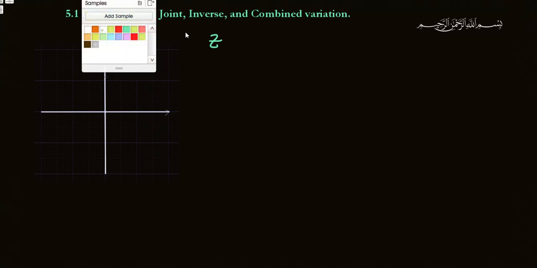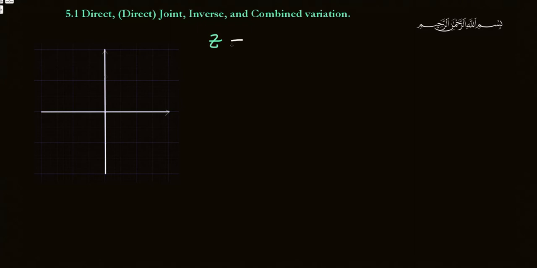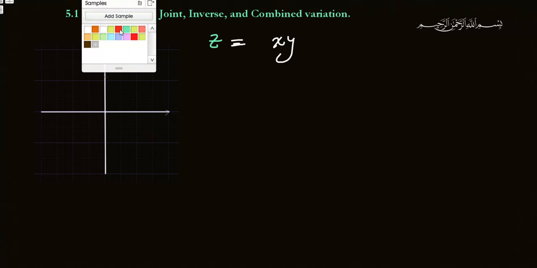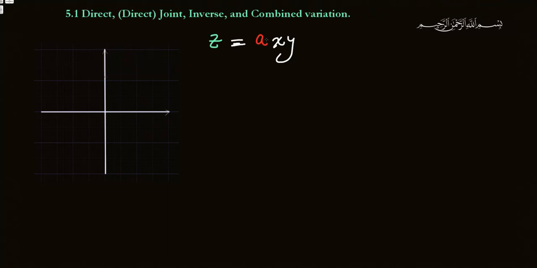Okay, here's another example that's given in the book. It says the variable z is jointly related to x and y. That means z is equal to a times x times y, meaning like that. And then we don't know the constant of variation, so you just write it over there, a.